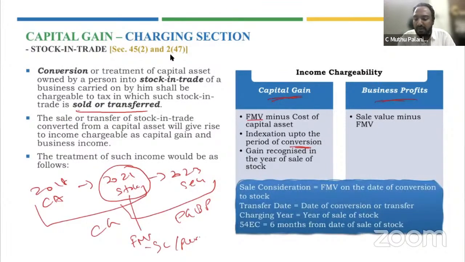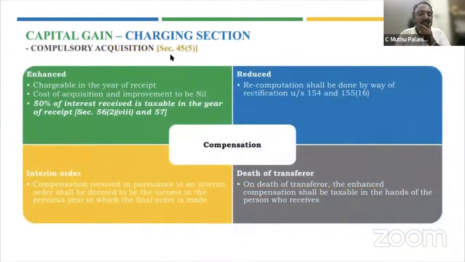So this is what is explained here. And we are talking about reinvesting this into a subsequent asset, that is 54EC. Capital gain can be invested into bonds. The 6-month period for bonds is eligible from the sale of stock, from 2023, and not from the conversion in 2021. So that is what we have to take.